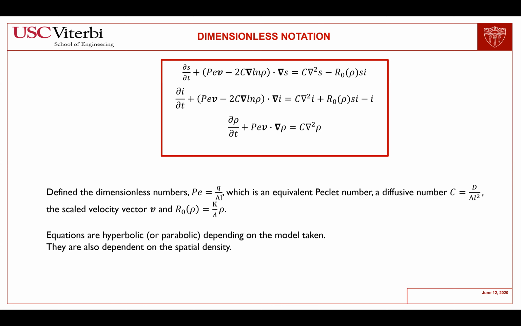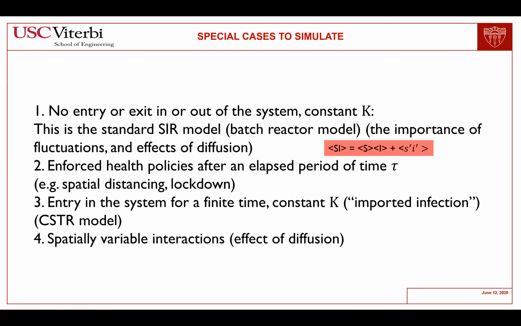We have a diffusion term called C, and we have the classical parameter R0, which in our case we define explicitly as kappa times the density divided by the characteristic inverse time lambda. These equations can be hyperbolic or parabolic depending on the model taken, and depend on spatial density, and can be solved. So Assad and Hari were able to help simulate a lot of that. Right now, as I mentioned, we're doing only a few of these.